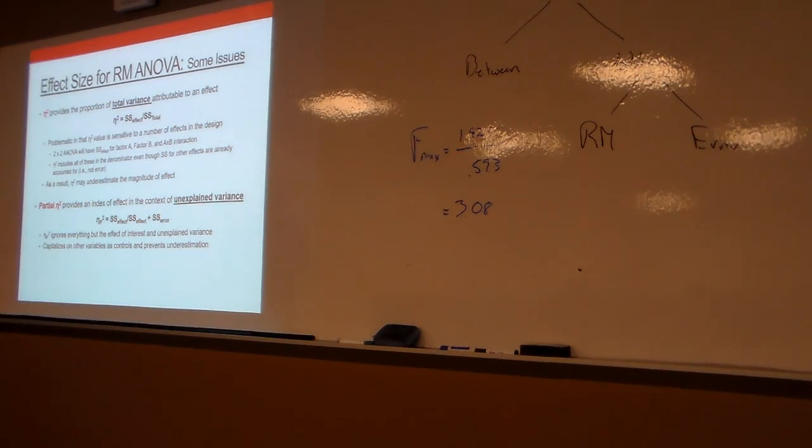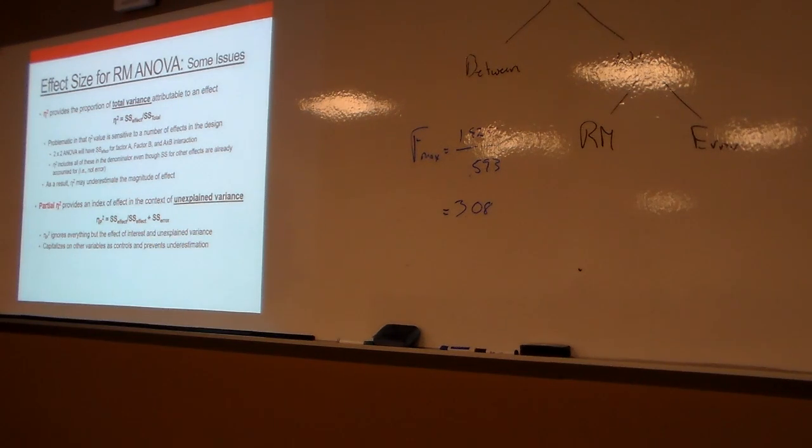Other option is partial eta squared, right? It provides an index of how much variability there is within the context of unexplained variance. Okay, so of all the stuff that's not attributable to factor B and the A by B interaction, what proportion of the remaining variability is attributable to factor A? So partial eta squared is going to be the sum of squares effect over the sum of squares effect plus the sum of squares error.